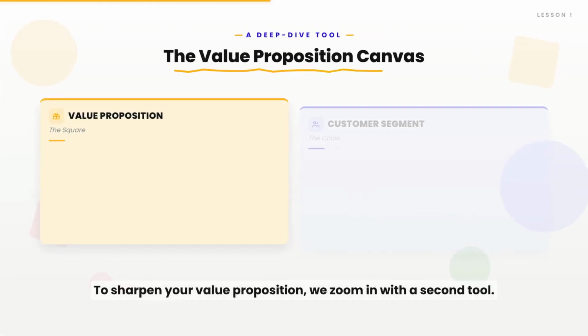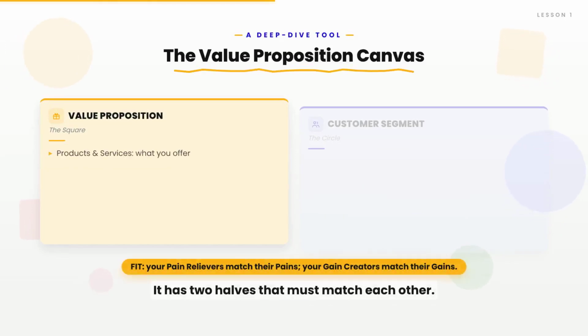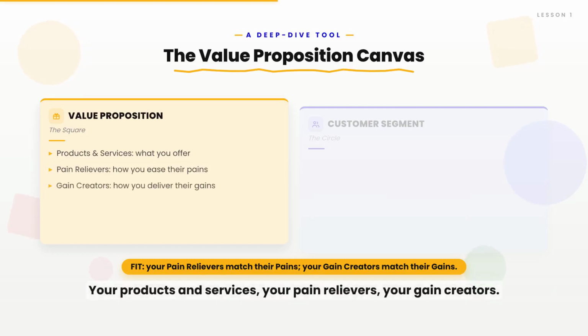To sharpen your value proposition, we zoom in with a second tool. It has 2 halves that must match each other. On one side, the square, your offer, your products and services, your pain relievers, your gain creators.